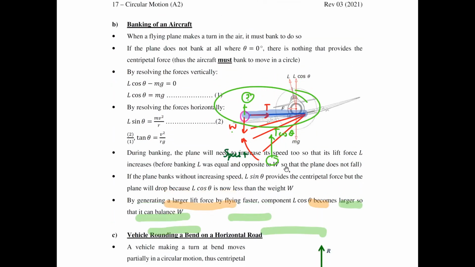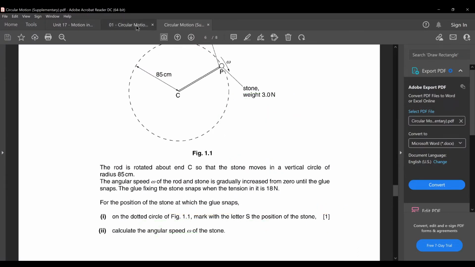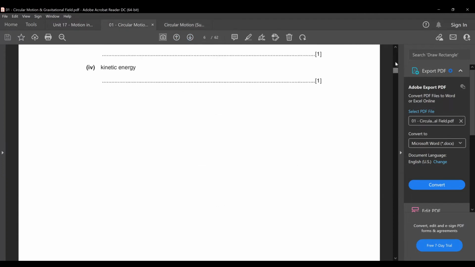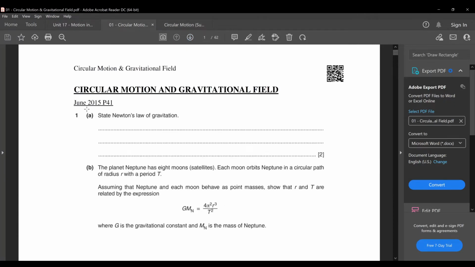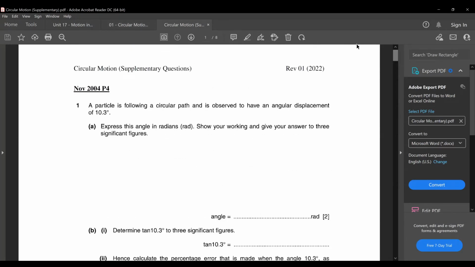Okay, then after that, maybe I don't go to the second example first. I should probably go through one past year for you. You probably have the past years that I sent to you, I think 1 or 2 days ago. I sent to you two different past years. One of it is your normal topical past year from June 2015 to November 2021. That one is 62 pages. And then I also sent you another separate past year. This one I name as circular motion supplementary questions.